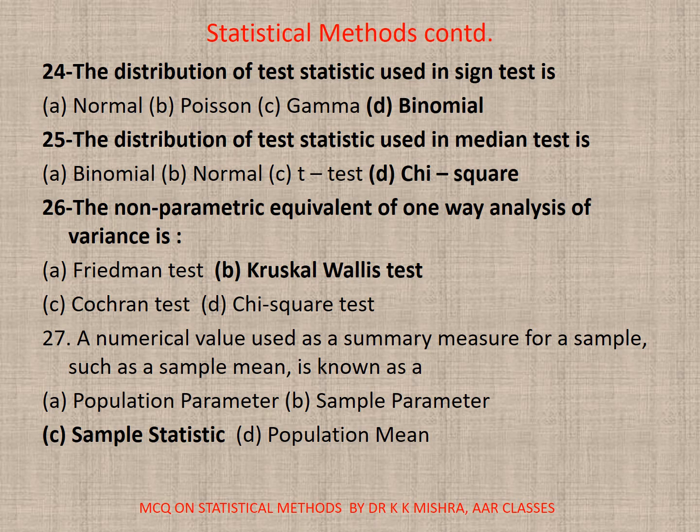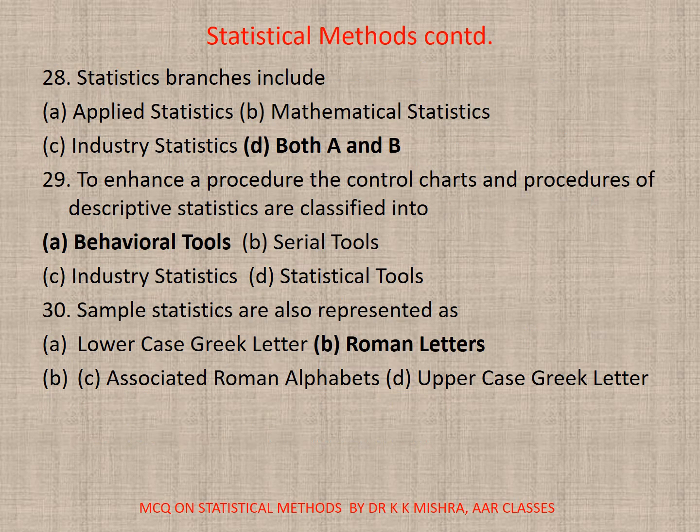27. A numerical value used as summary measure for a sample, such as sample mean, is known as A. Population parameter, B. Sample parameter, C. Sample statistic, or D. Population mean. Correct option is C. Sample statistic.